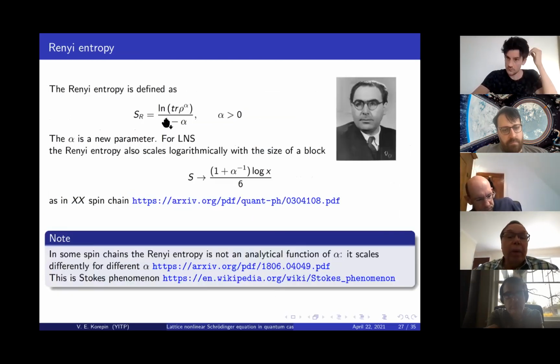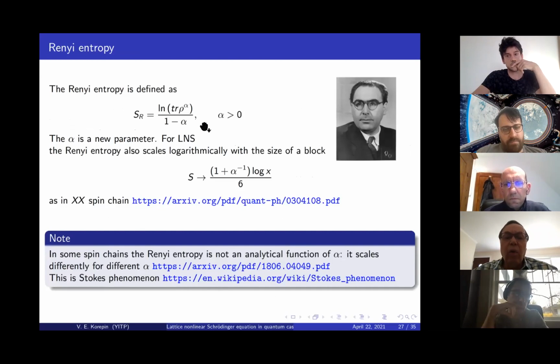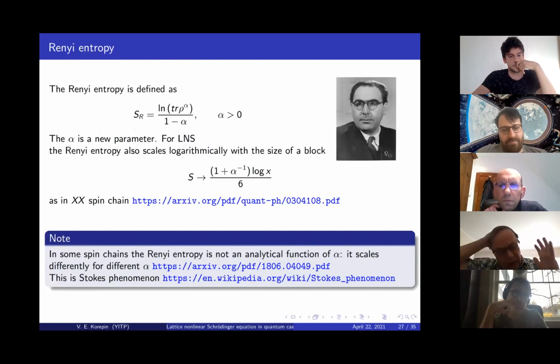Now, Rényi entropy. Rényi entropy is defined like this. I take the density matrix of the block of spins, raised to some fractional power alpha, a positive parameter, a new parameter that was absent before. The trace of this matrix is called the zeta function of the matrix. Then the logarithm, divided by 1 minus alpha. So Rényi entropy is also an important characteristic of the ground state. So I'm calculating the Rényi entropy of that block of size X.